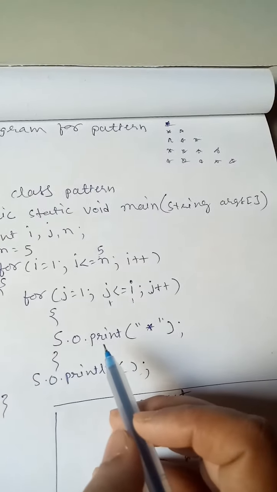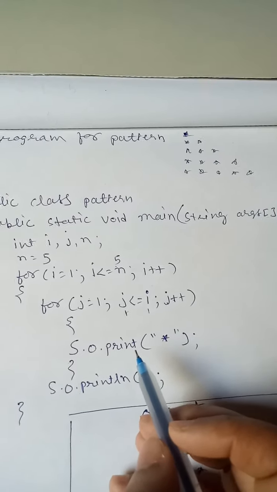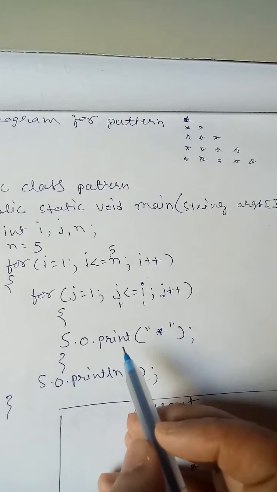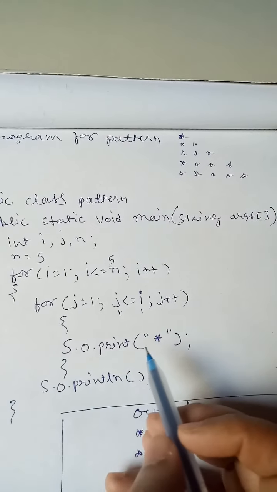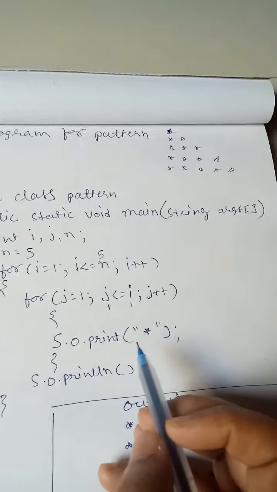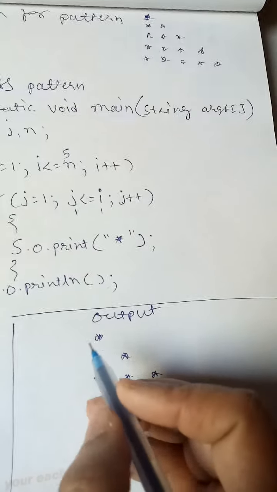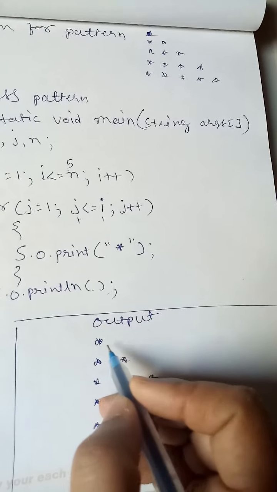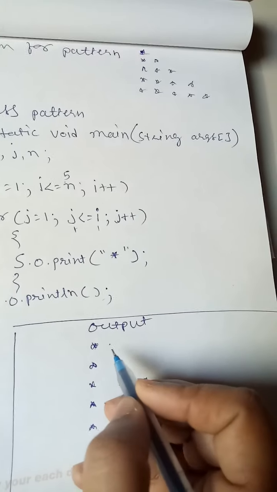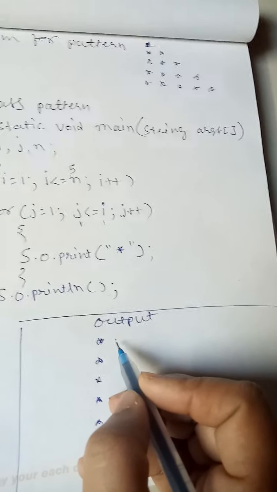You can see here I have not taken println. Here I have taken only print, so that my cursor will not move to the next line. So it will display a star. You can see in the output what will happen. It will display a star, and then your cursor will be here. It will not display anything more, but your cursor will be here.